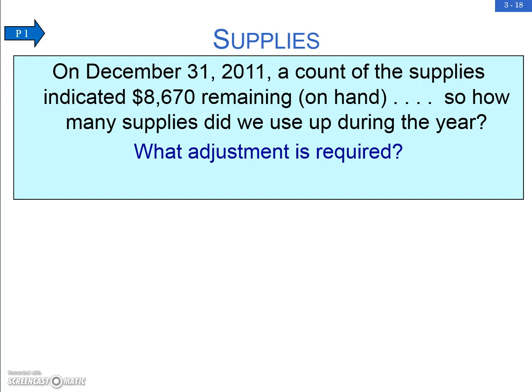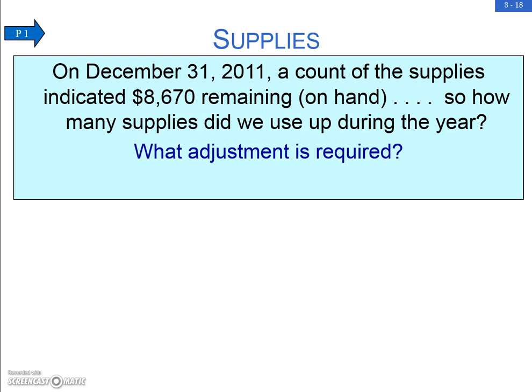So how many supplies did we use up during the year? That's real easy to figure out, right? We purchased 9,720. We now have $8,670 remaining. So how much supplies did we use up during this period? It's $1,050 worth of supplies, right? We had 9,720. At the end of the year, we only have $8,670. So we need to reduce our supplies account by $1,050 to show that we used those up.